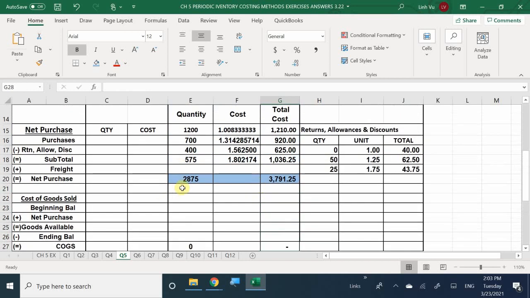So right here, I'm tallying up what I have. These are my goods available. Okay, because I don't have beginning inventory. All right, here's my goods available up here. I summed up each one and I highlighted it just so then I know what this is.